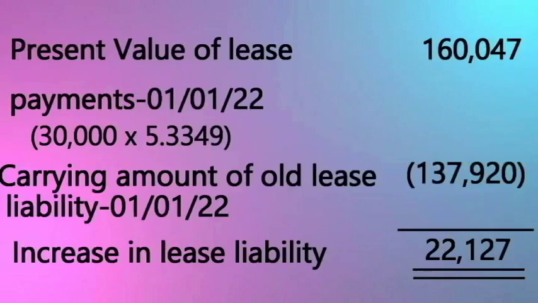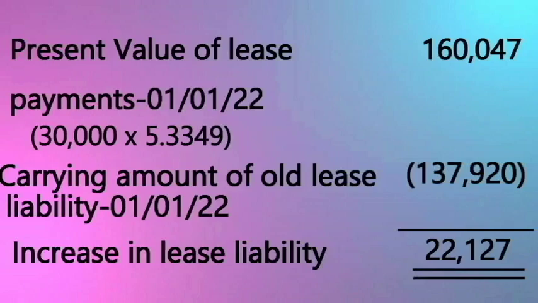So, kapag nakuha na natin yung remaining or lease liability na to as of January 1, 2022, makukuha na rin natin yung increase in liability as of January 1, 2022. So, yung remaining or lease liability na nakuha natin na 137,920, i-deduct natin siya dun sa present value of lease payments on January 1, 2022 as a result of the decrease in scope.